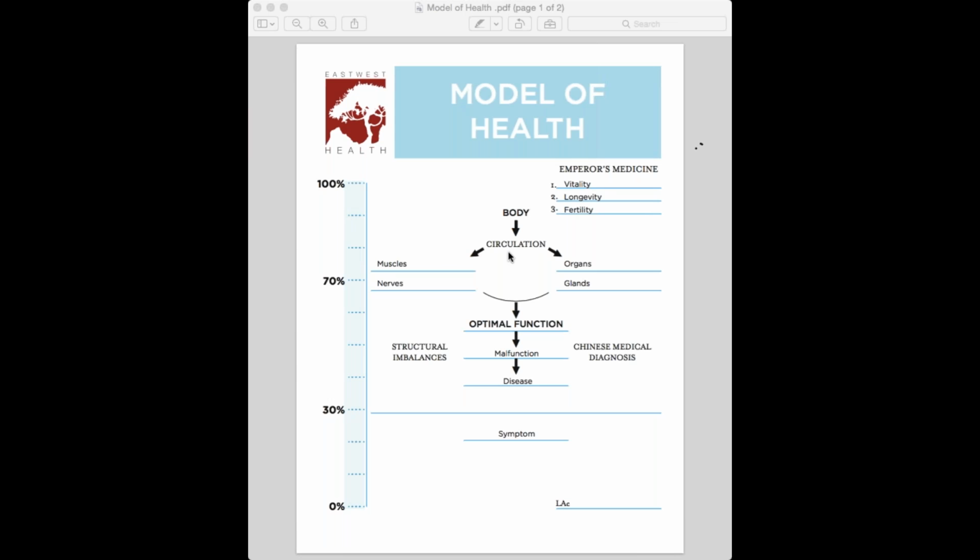All right, so that is the model of health. So what I'm going to do for you now is I'll get your treatment plans written up, and then we'll get you scheduled for your treatments. Sound good? Yeah. Okay, can't wait.